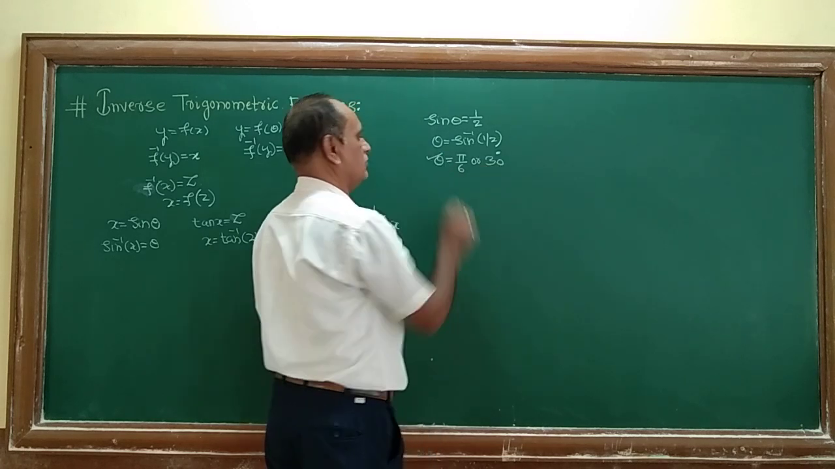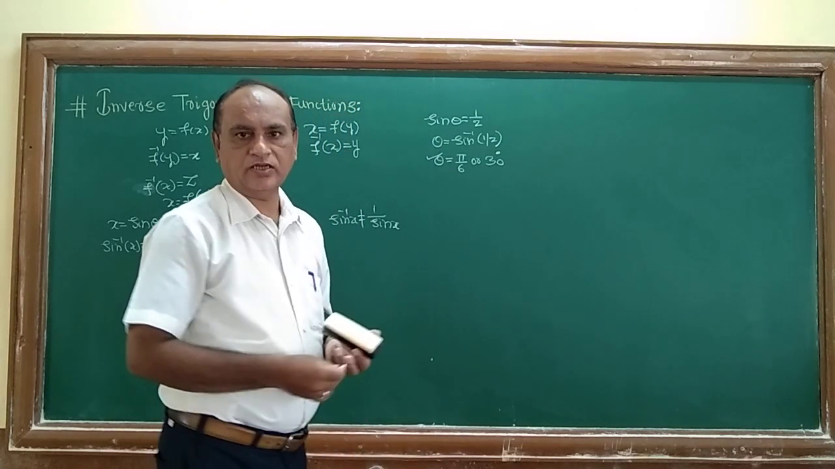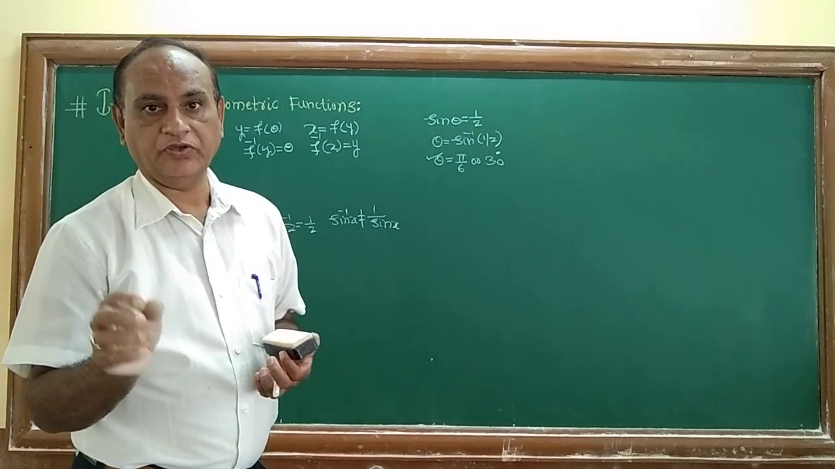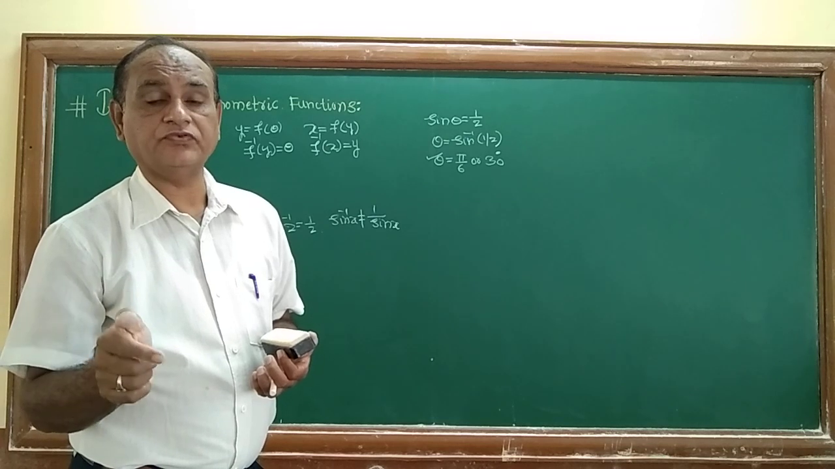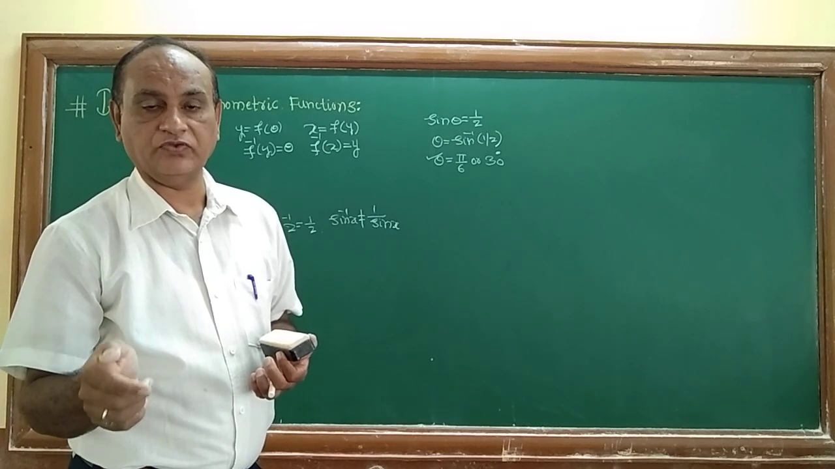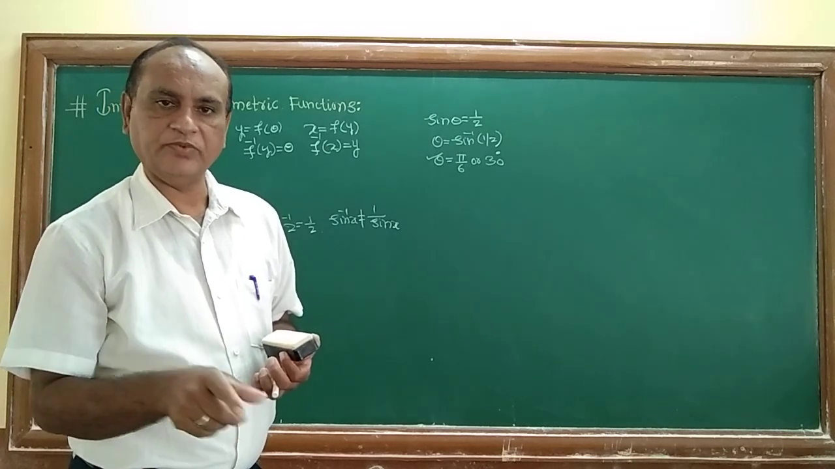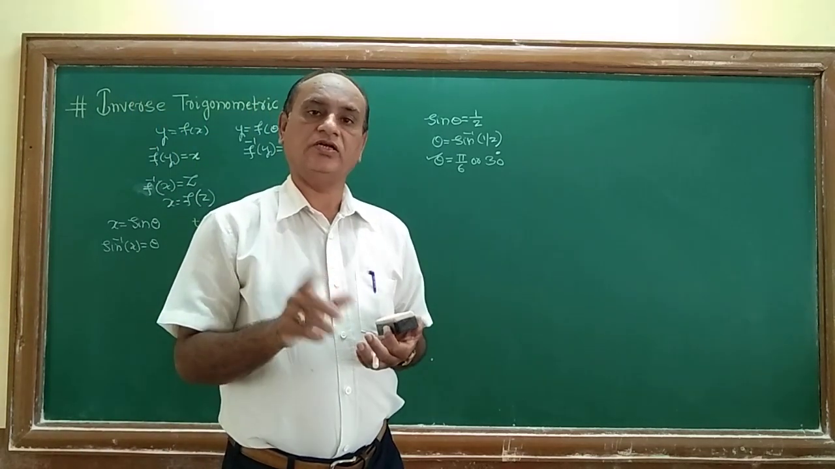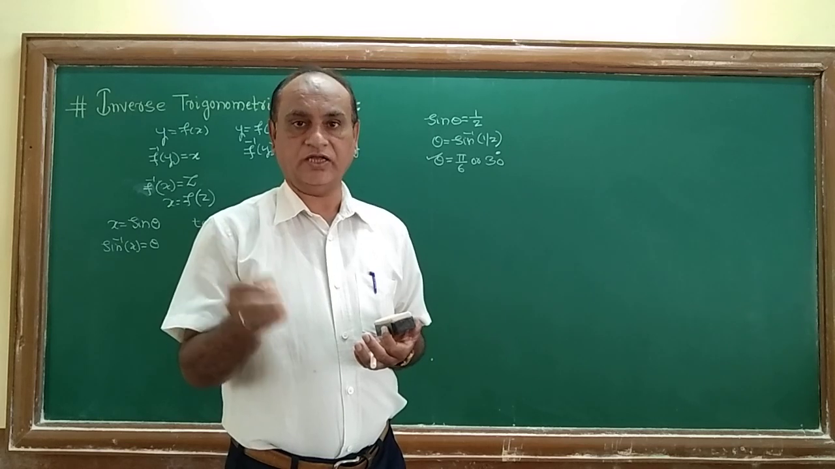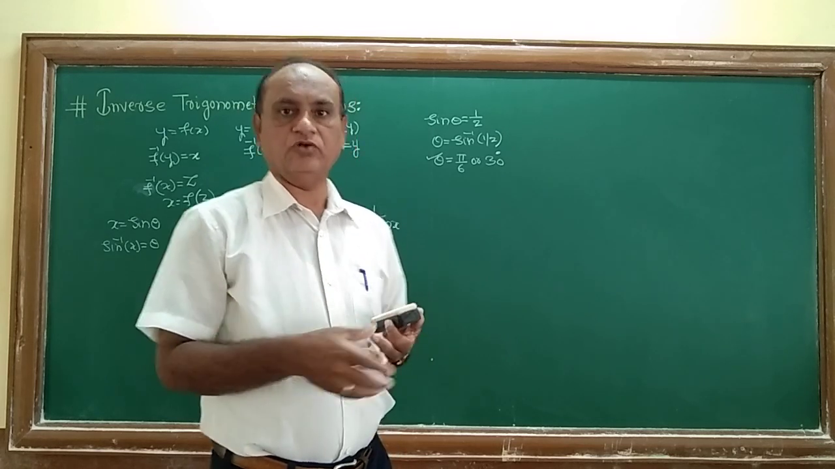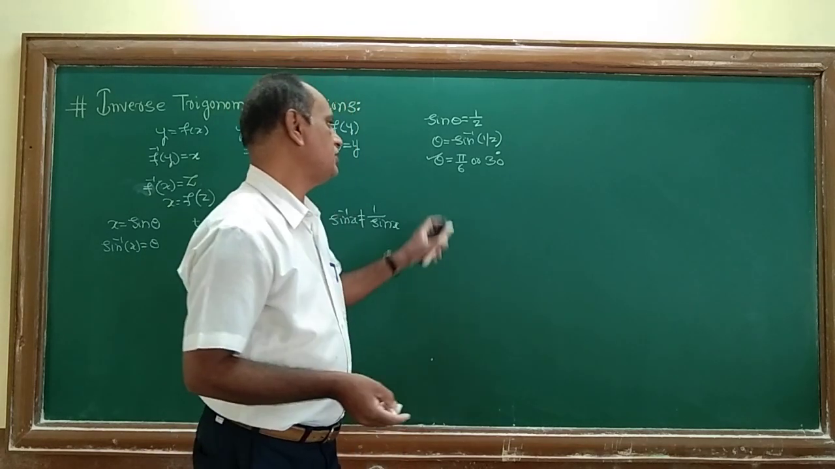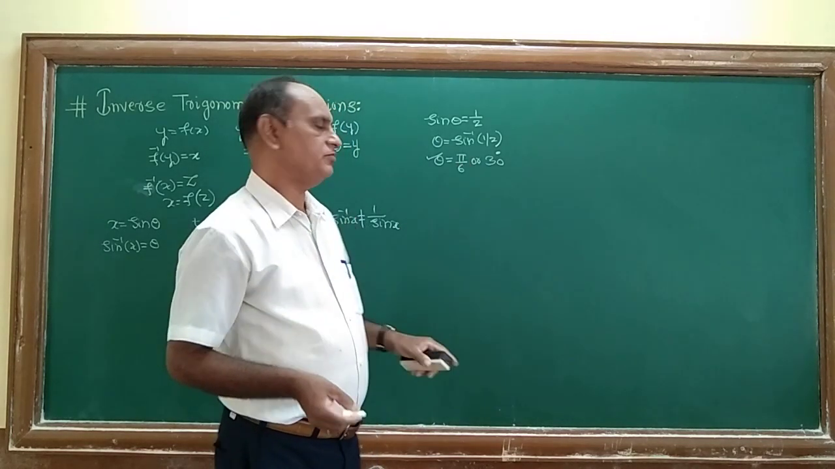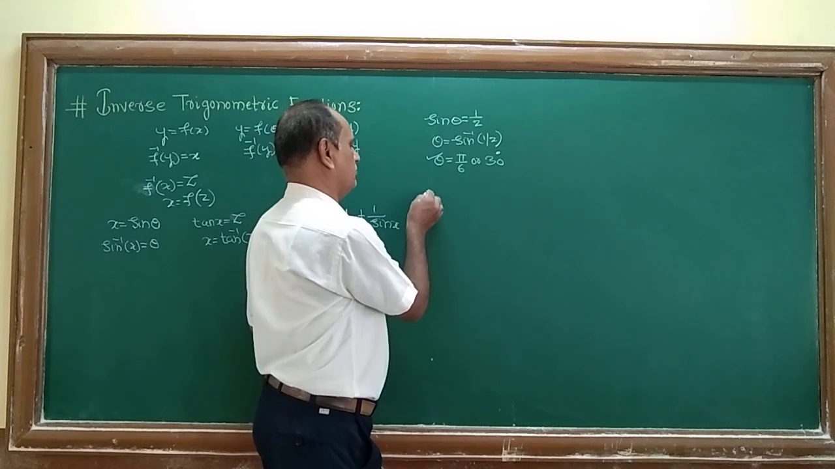If theta is equal to pi by 6, this is called the principal value branch, PVB, or the range of the function. If asked to write the range or principal value branch of sin inverse of 1 by 2, then theta is equal to pi by 6. Then come to another oral example.